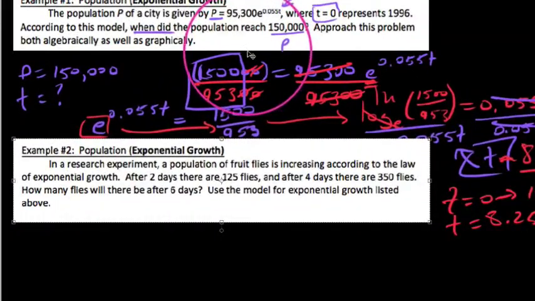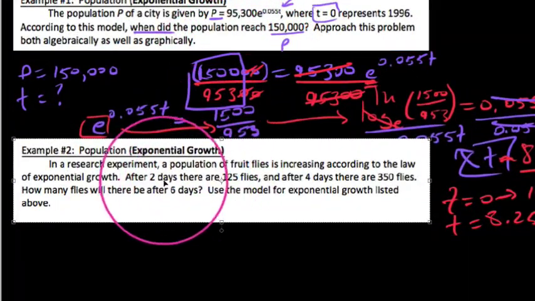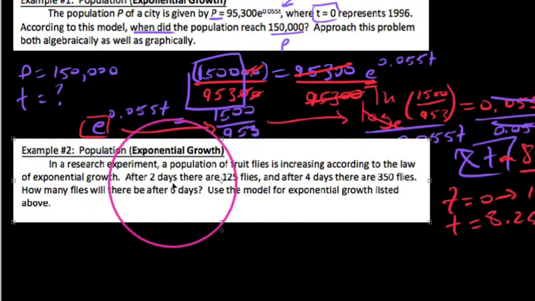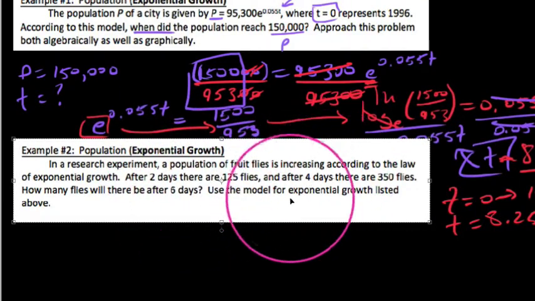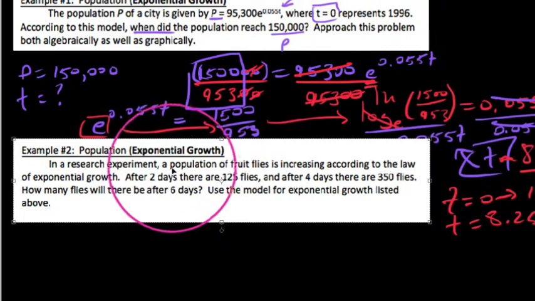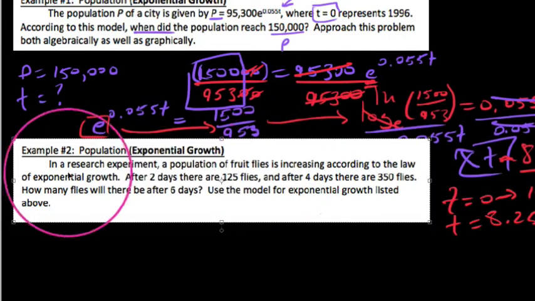We're going to continue our exploration of growth models in this problem down here, in which we're given some data and asked to write the model first and then to use that model to make some predictions or to extrapolate a little bit. So we say in a research experiment, we observed that a population of fruit flies is increasing according to the law of exponential growth.